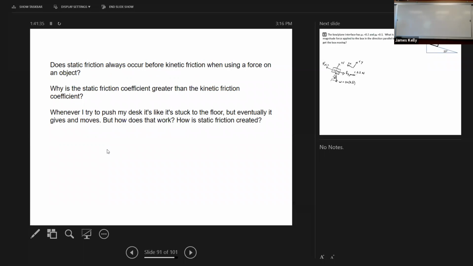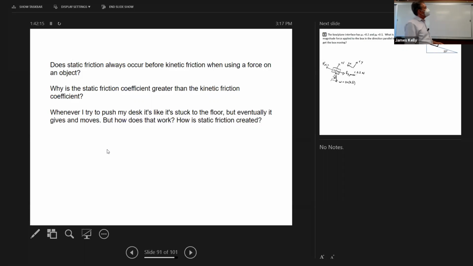A few questions, and then we'll do some examples. Does static friction always occur before kinetic friction when using a force on an object? I'm not really sure how to interpret this, but my answer would be no. In this case, it would, right? First static was involved, and then kinetic friction. First they weren't grinding, and then they were grinding. But I could take this and say, I'm just going to start it with my hands sliding on the table. And then it comes to a rest. In that case, it was kinetic first, and then it sort of got attached to a static situation later.